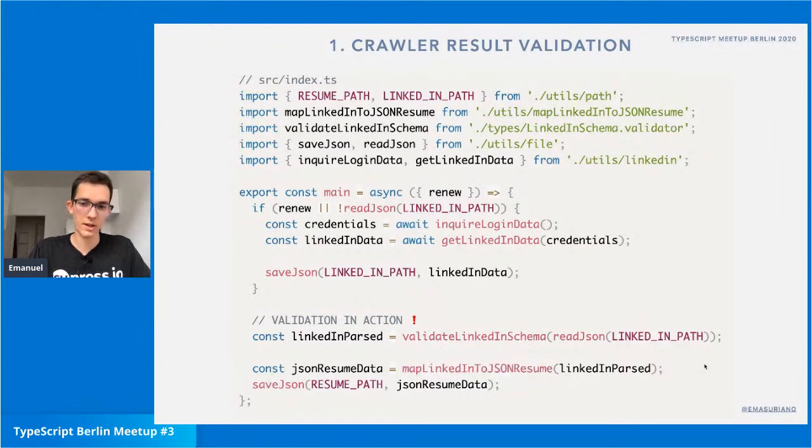Here's another thing. There is no need to validate that the JSON resume data is valid, because I did this mapping. I intentionally mapped it, and I know that my LinkedIn structure is valid, and therefore it shouldn't be a problem. So this is not considered an external source.